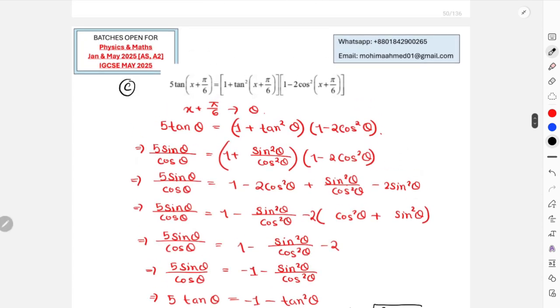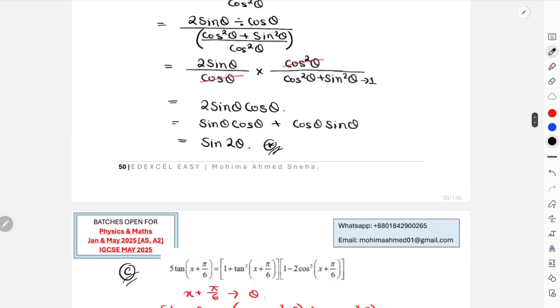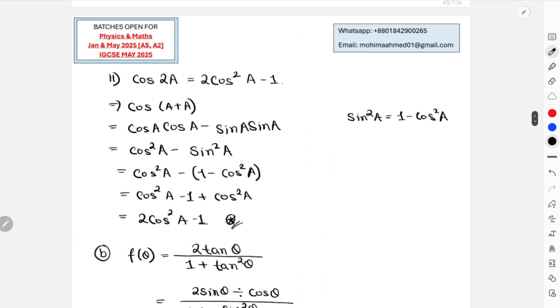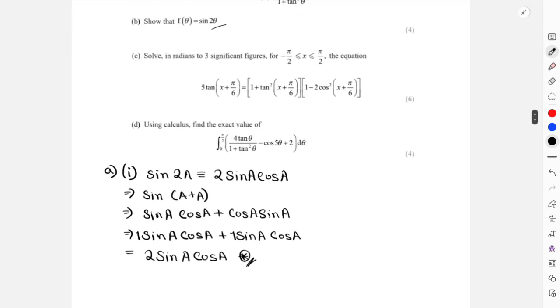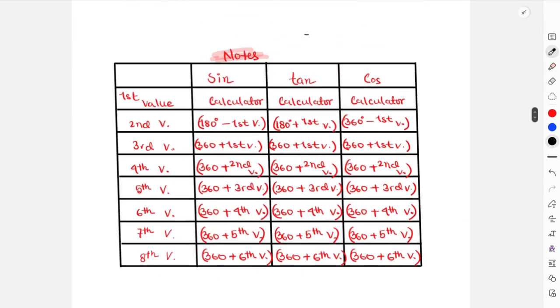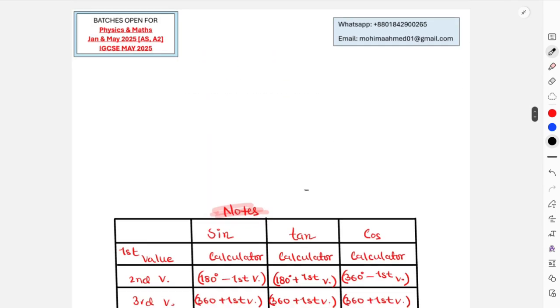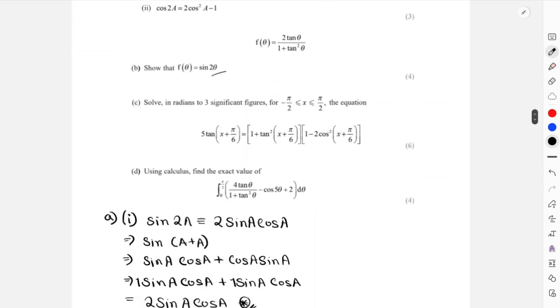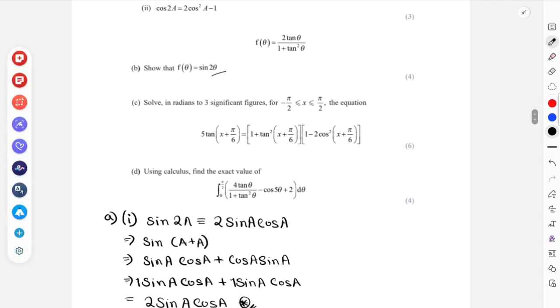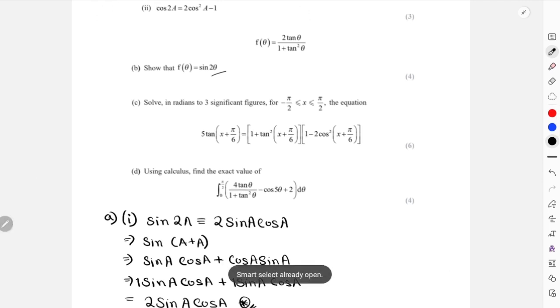This was for part C, I think, right? But then again they asked for part D also. For part D, I think we have to integrate something, right? As we don't have much space, we'll do the integration over here in this page, okay? So the integration was actually within the range of pi by 2 and 0.